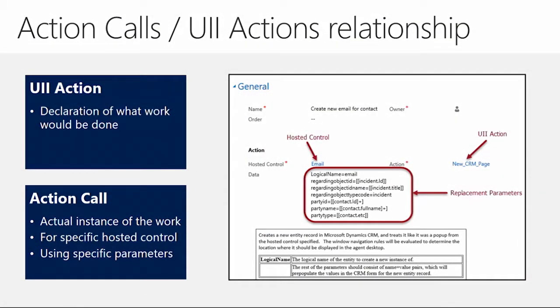So let's examine that whole action call and UII action relationship in a little bit more detail. This is an example of an action call. We talked a little bit about an action call being the declaration of that function, saying this is the function that I want to call inside the application. When you create an action call, there are a couple of different things to specify. The first thing you can see on this screen is where it says hosted control. This is where I'm specifying the hosted control that I want to apply this action call to. In this case, I have a hosted control called email that I want to open up or use inside the application.